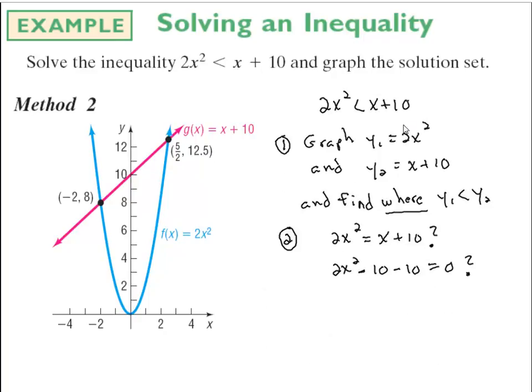So here's my inequality. I'm going to graph the left-hand side, y equals 2x squared. I'm going to graph the right-hand side, x plus 10. And in this case, I want the first graph to be less than the second graph. So I'm looking where y1 is less than y2.